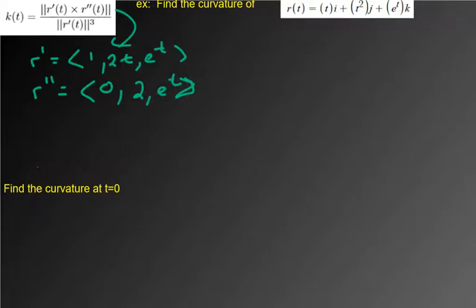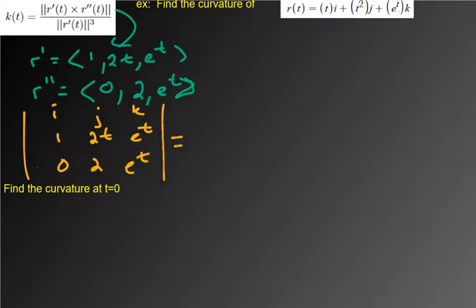And then we're going to need a cross product. So we got i, j, k. We got 1, 2t, e to the t. I looked at the wrong thing for a second. Then we got 0, 2, and e to the t. And if you do that out, you would get 2t e to the t minus 2e to the t in the i component, and then you get e to the t in j, and 2 in the k.